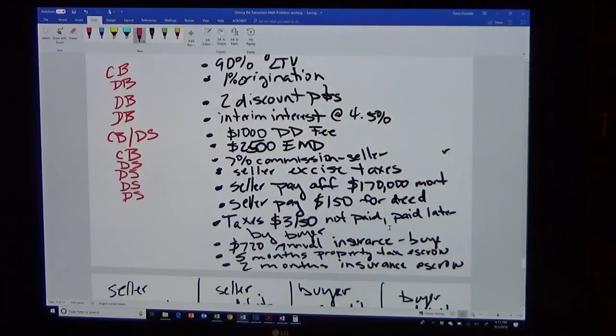Taxes of $3,150 not paid, we'll hold off on that and wait till we write our statements out. $720 annual insurance paid by the buyer, that's debit to the buyer. Erase that crazy line. Come on. Erase. There we go. Debit to the buyer. 5 months of property tax escrows, debit to the buyer. And 2 months of insurance escrows, debit to the buyer. So we've pretty much filled everything in except our property taxes, and we'll do that with our 2 statements.